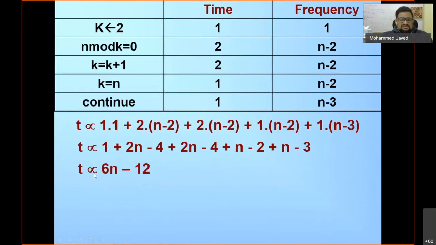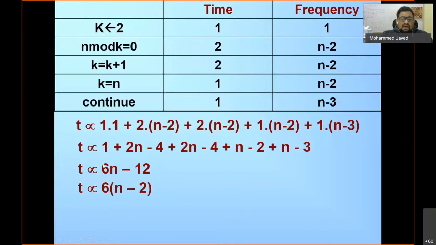So we'll see that this time, that is the worst time, the T worst or the T latest, is proportional to 6n minus 12, right? This is 6n minus 12. Now, if you see this equation, 6n minus 12, what picture do you get in your mind? That this is a straight line, right? This is a linear equation.